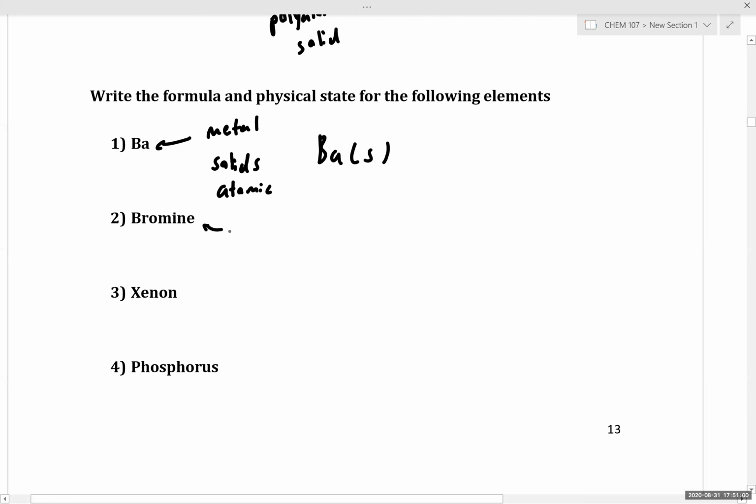So bromine is a non-metal, and we also know that it's a halogen. From this information, we know from our notes that halogens are diatomic, and bromine is one of the exceptions that we need to know and be familiar with, in that bromine is one of the few elements that's a liquid at room temperature.